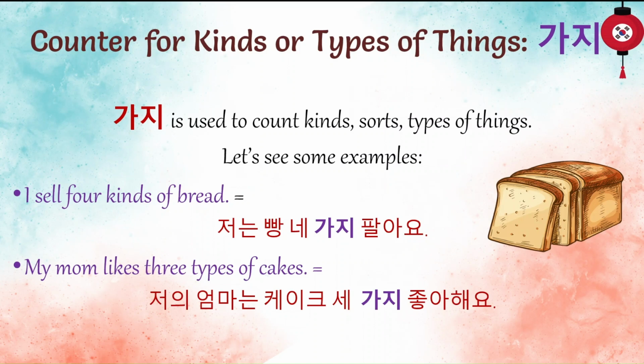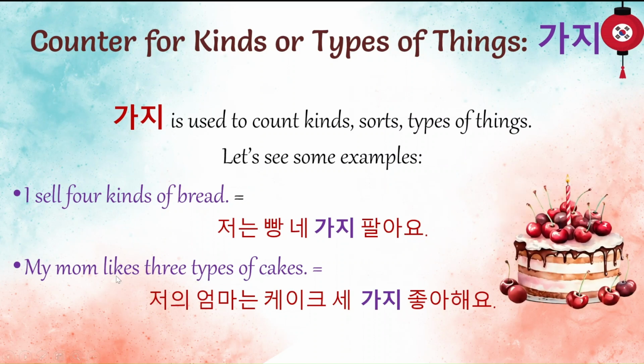So, to indicate that kind, you use the counter word kaji. In Korean, this is going to be 저는 빵에 가지 팔아요. Here, I is 저는, bread is 빵. To sell, 팔다, present tense 팔아요. 4 is 네. Now 4 kinds of bread, 빵 네 가지. 네 가지 is 4 kinds. Okay, so this is the usage of this counter kaji in sentences.